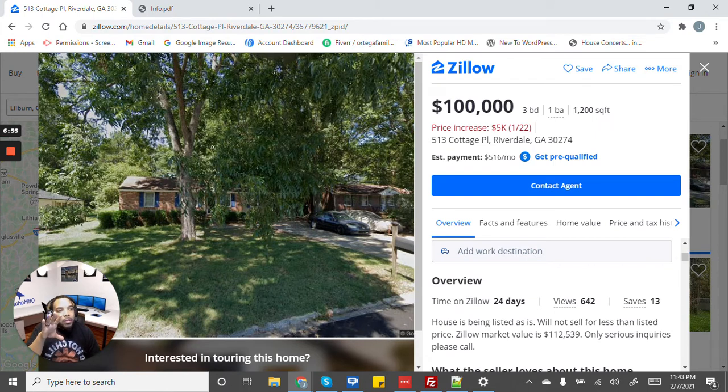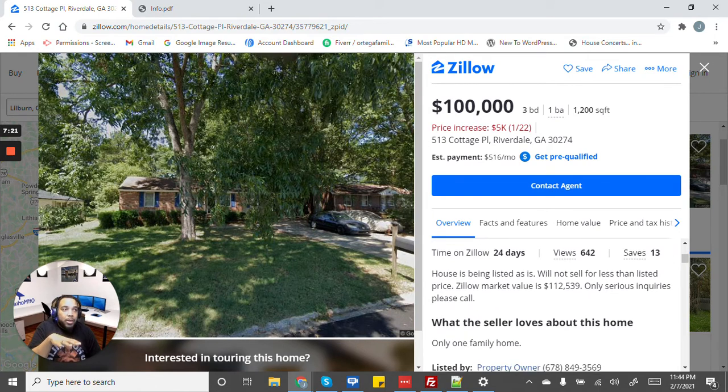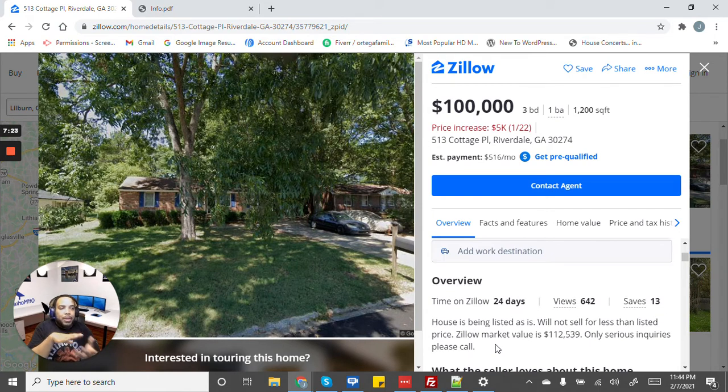Even though the choice of words in this description, "would not sell for less than listed price," drops their motivation level for me from 75% to about 45%, again, it's worth the call. You will never know their motivation until you get on the phone and actually talk to the seller.